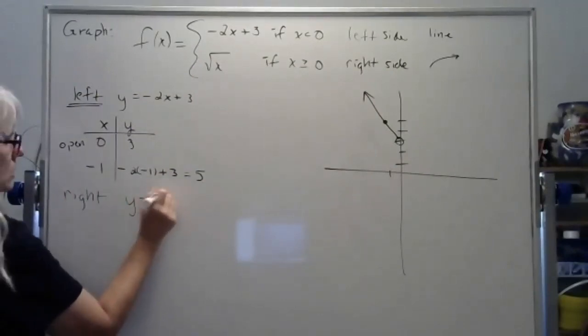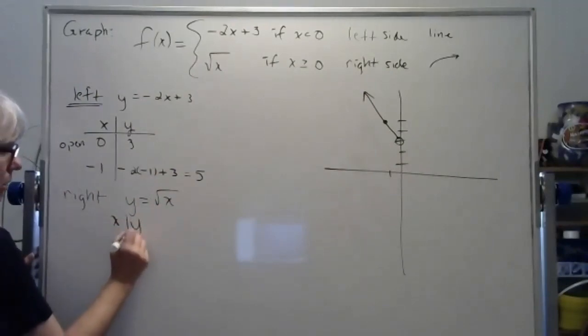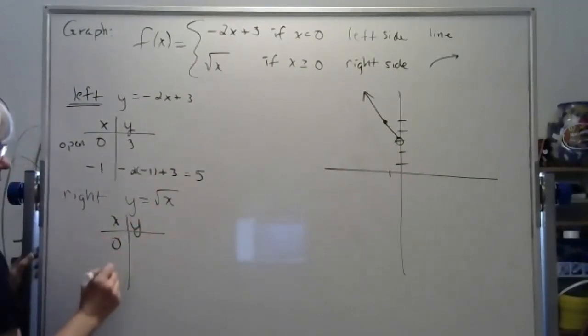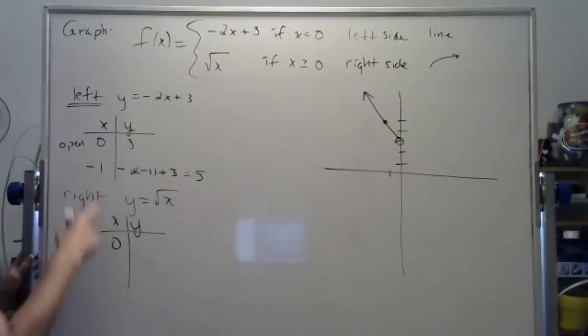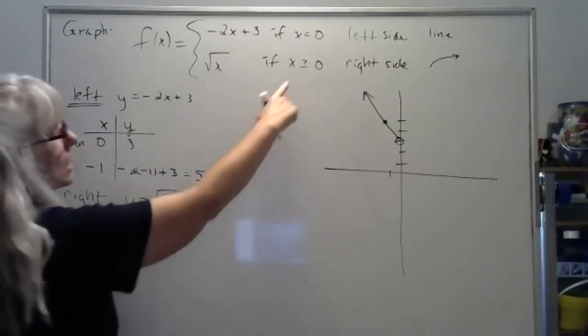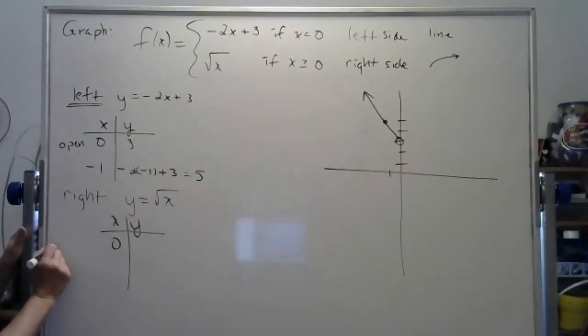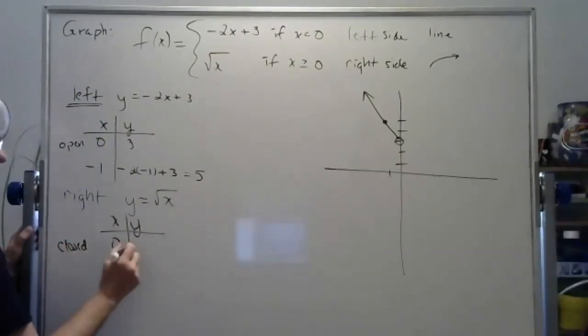is y equal the square root of x. You don't necessarily need to plot points if you know what it looks like, but we'll go ahead and plot points just to make a prettier picture. So I'm going to plug the boundary number in again. Again, this is where stuff changes, right? So this time, is the 0 going to be open or closed? Closed. Good. Fantastic. Square root of 0 is 0.